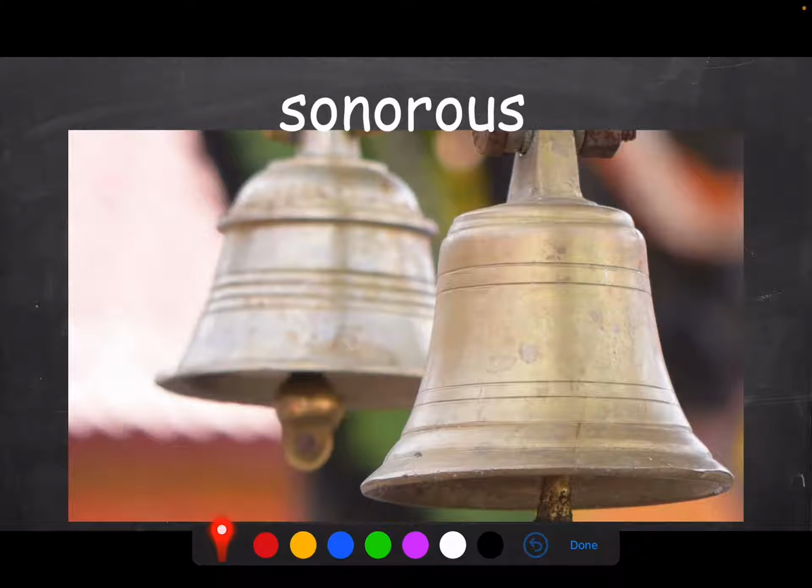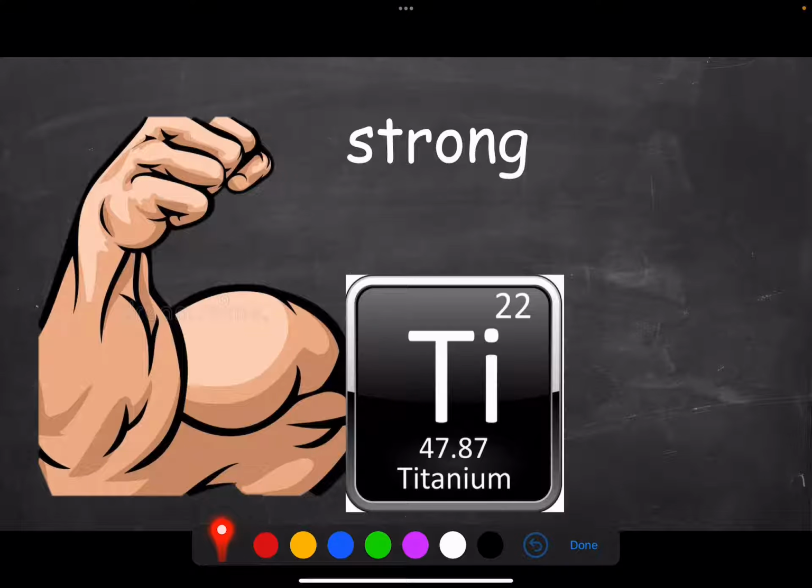Then we have the property of being sonorous. That means that they're able to have a deep ringing sound, kind of like when you ring a bell, right? That ring that only metals can do. It's a sort of prolonging or amplification of vibration through the material, and that is the property of being sonorous.